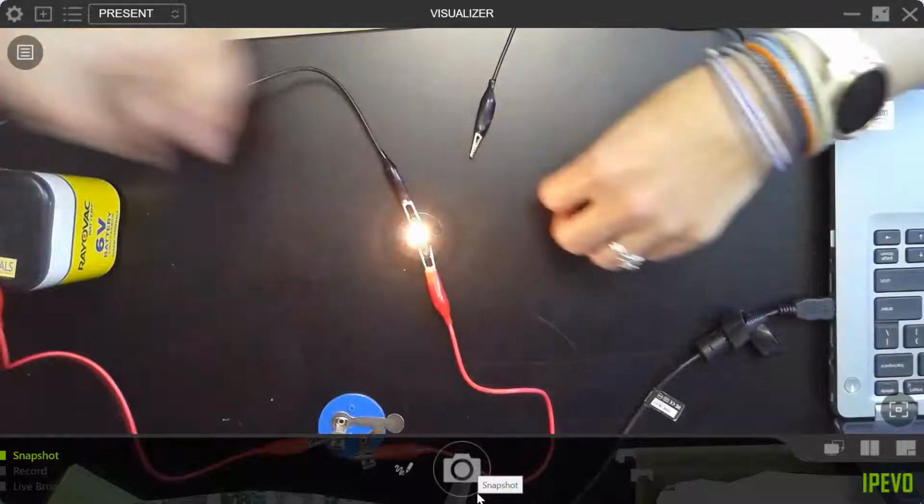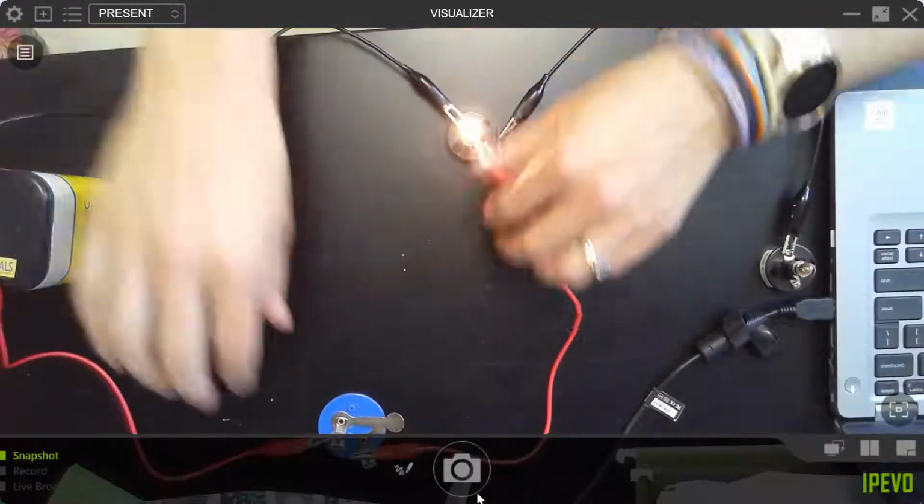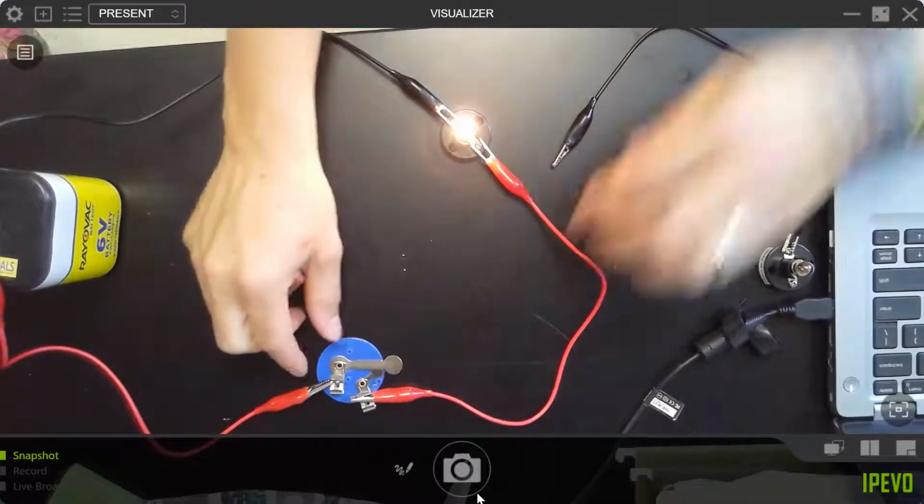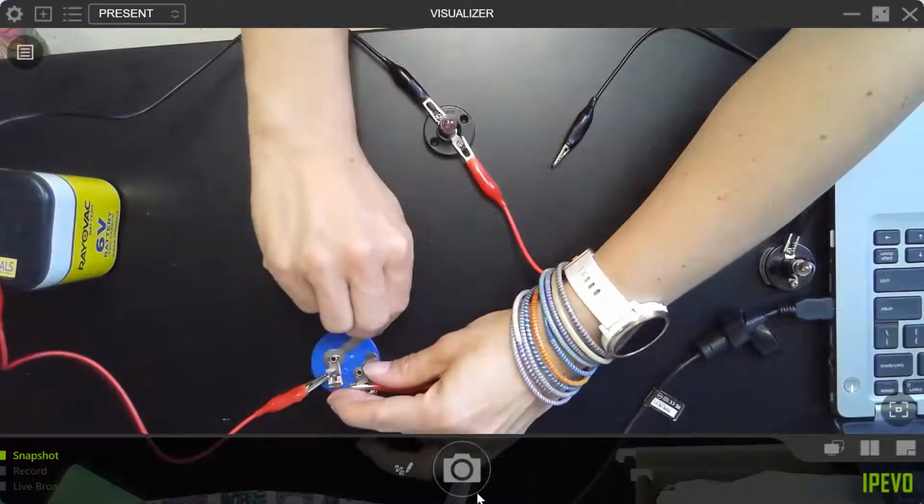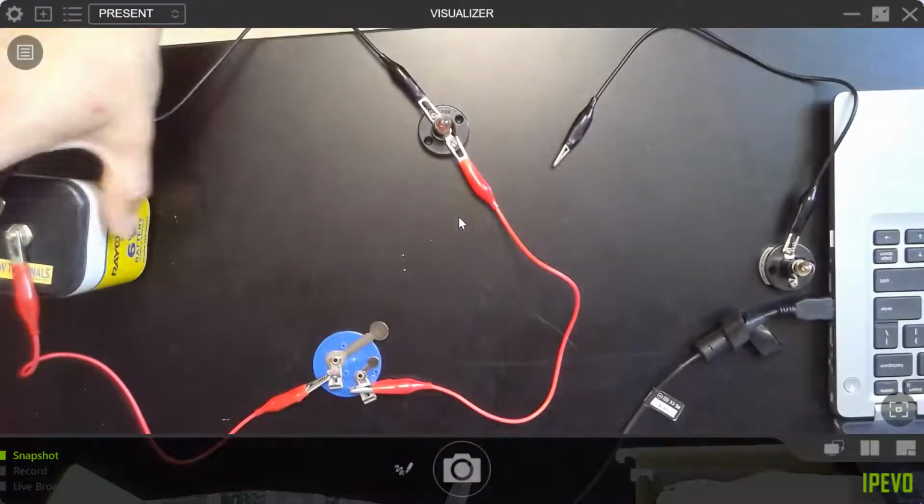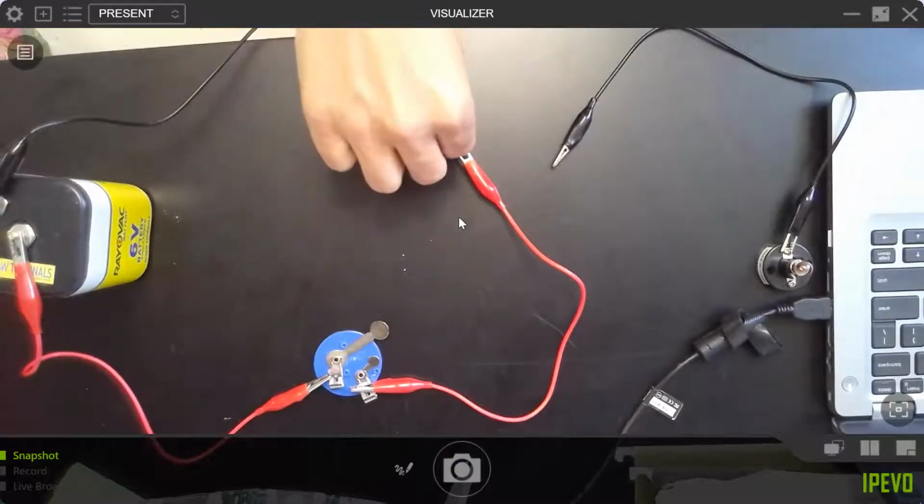Here again, we have another circuit. This time, all I have is a simple circuit with all the pieces you need for a simple circuit. I have a switch, a battery, wires, a load.